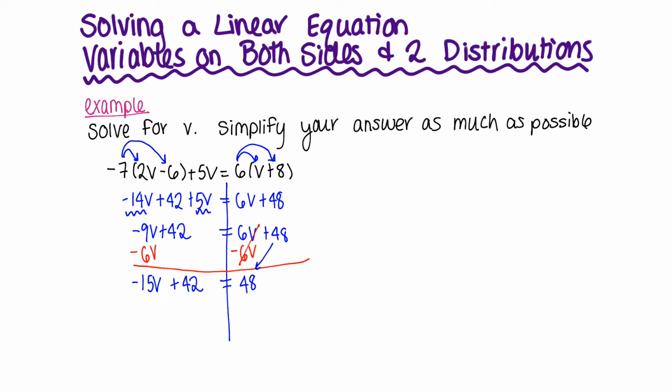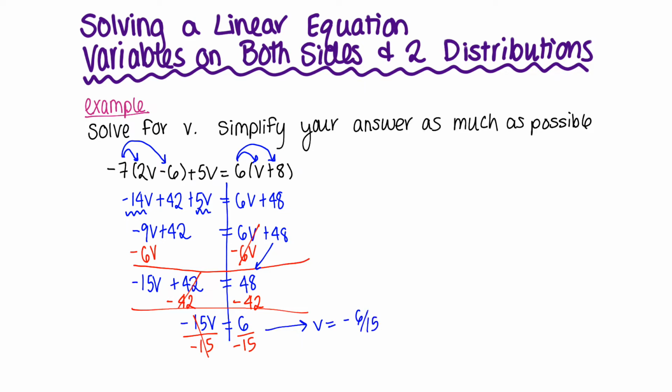So negative 15v plus 42. If I want to get the v's by themselves, I will need to subtract 42 on both sides. That will make these 42's cancel. That's going to leave us with a negative 15v. 48 minus 42 will give me 6. Then to get v by itself, I'm dividing both sides by negative 15. The negative 15's cancel. We get v equals, I'm going to write this as negative 6 over 15.